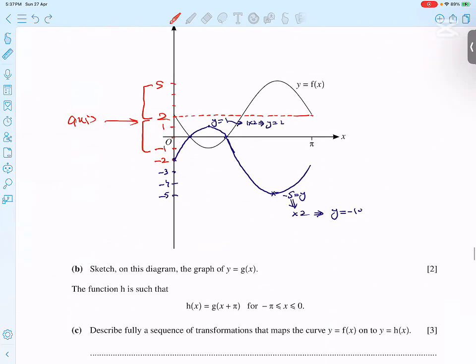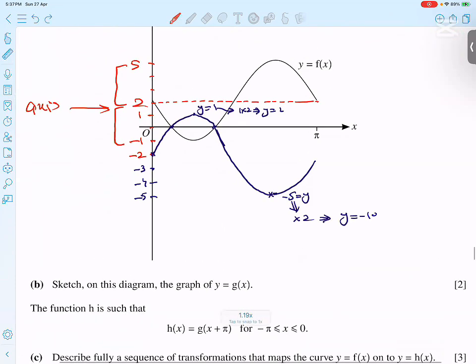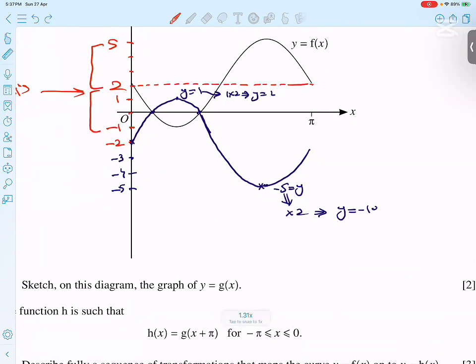Did he ask for sketching for this g function? Sketch this diagram for g of x. So it means we have to sketch. This is actually not a, it's a simple reflection. Now, if I sketch it, what will happen? This is not a final answer. This I just drew for you, that one. Now, if I draw for the other one, then what will happen? Let's try to do that one.